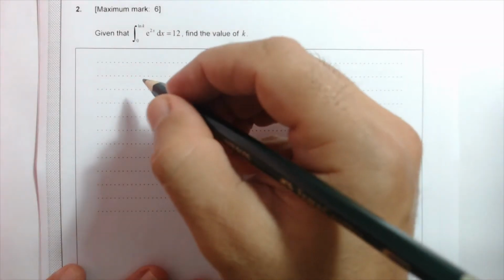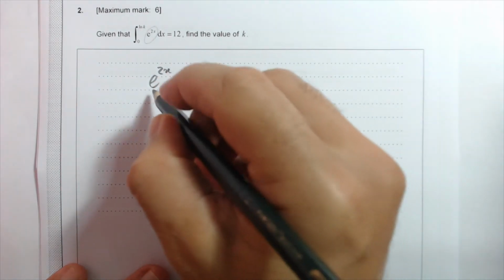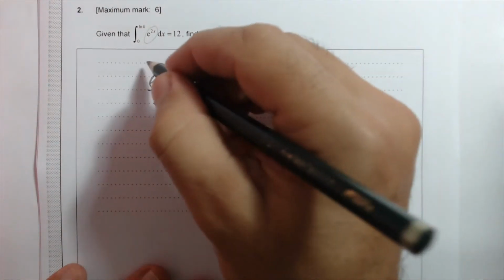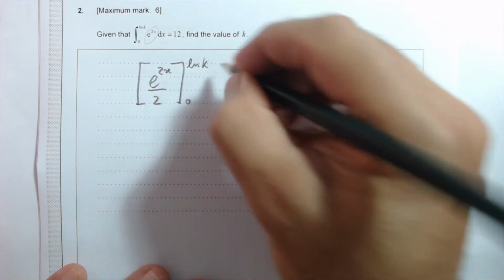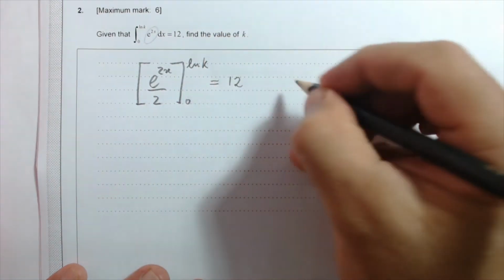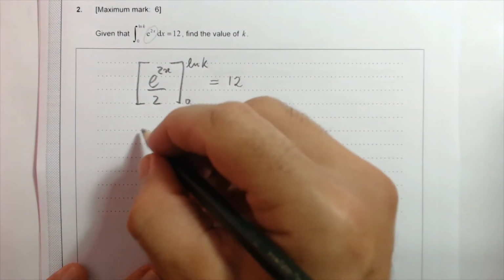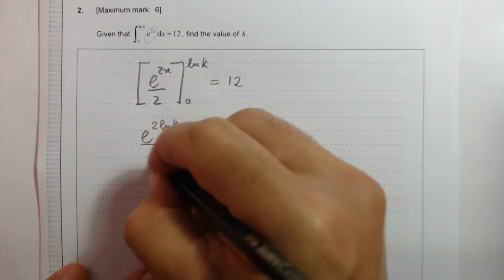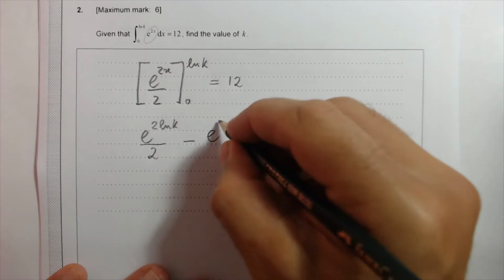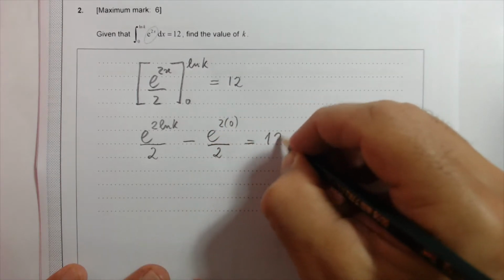Here in this question, first thing to know is that the integral of e to the 2x is e to the 2x over 2. From 0 to ln k, this must be equal to 12. Then substituting limits, e to the 2 ln k over 2 minus e to the 2 times 0 over 2. This must be equal to 12.